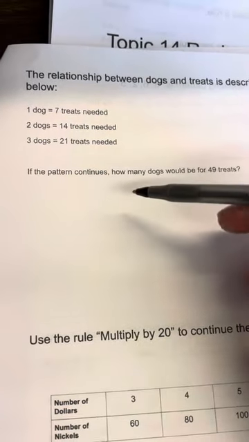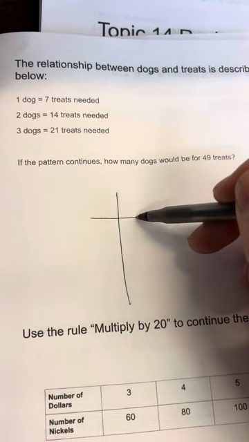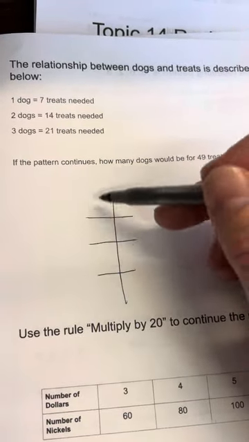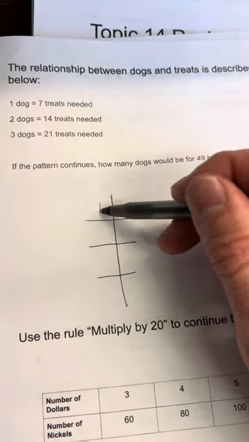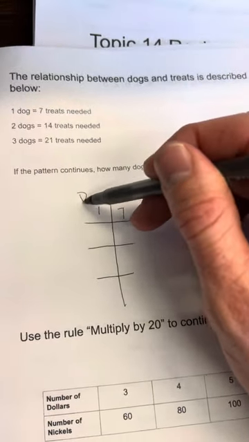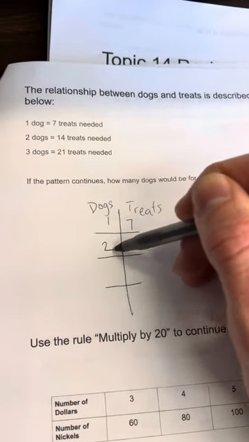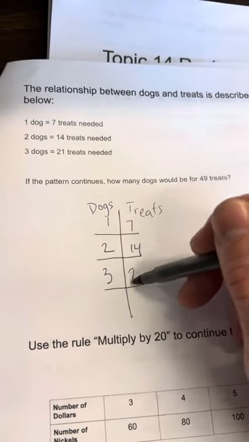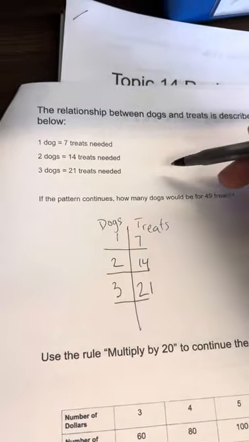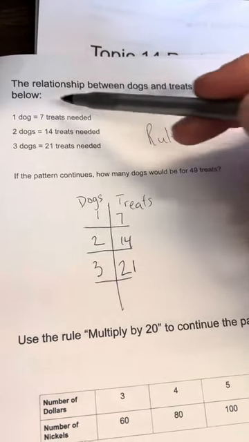So right away, if I have information like this, I like to make a table. It's like a T-chart kind of, I guess. Well, maybe not a T, but it's a chart, a table. 1 dog, 7 treats. And I would label this just so I can easily see. 2 dogs, 14 treats. 3 dogs, 21 treats. And I can start thinking, what's my rule? What's my rule to go from dog to treat?